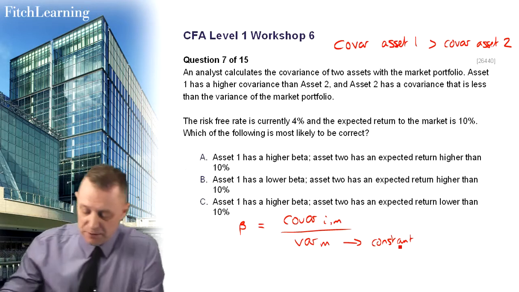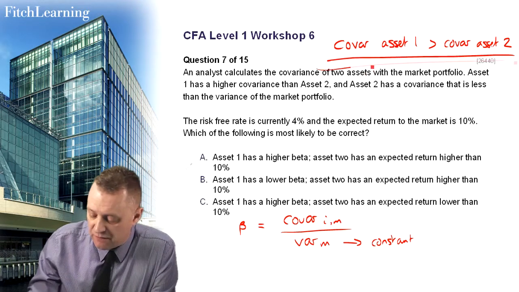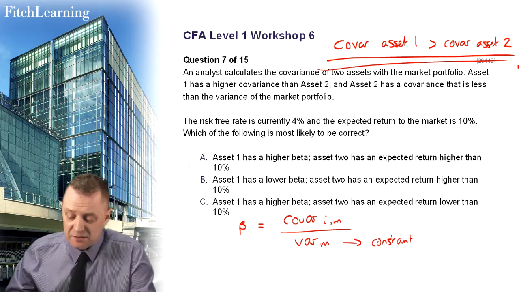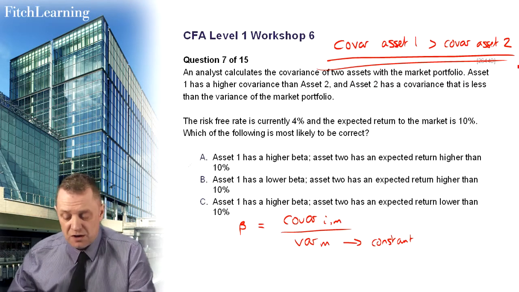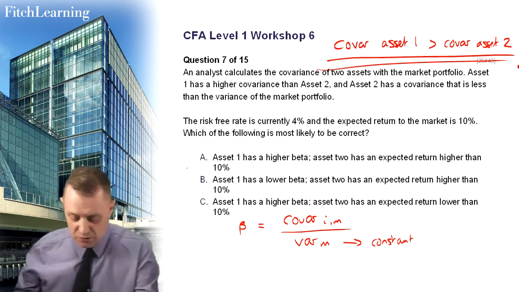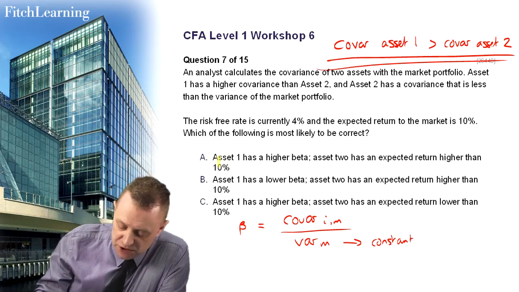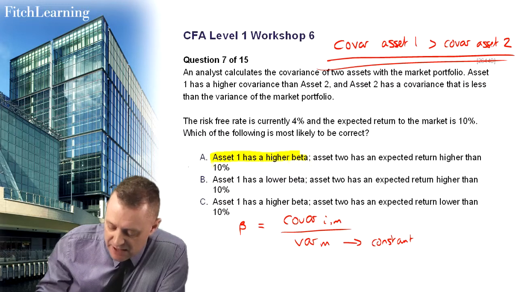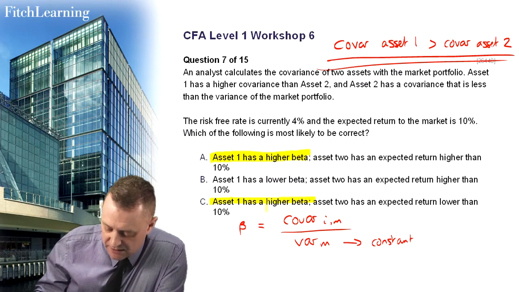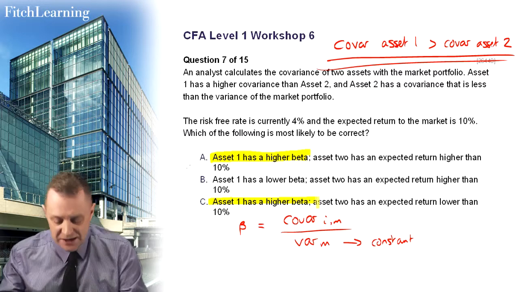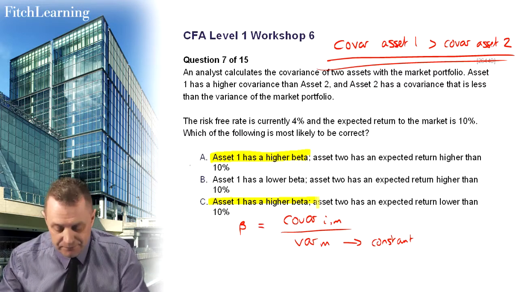Now, we were told up top that the covariance of asset 1 is bigger than the covariance of asset 2. So given that the covariance is bigger for asset 1, its beta must also be bigger. Okay. So I'm going to say straight away the answer is either A or the answer C. Okay. Because we're saying asset 1 has a higher beta.